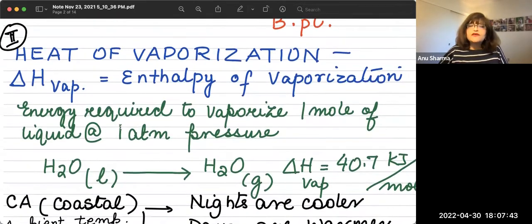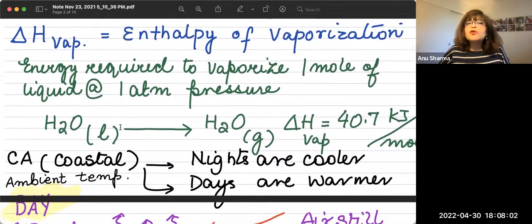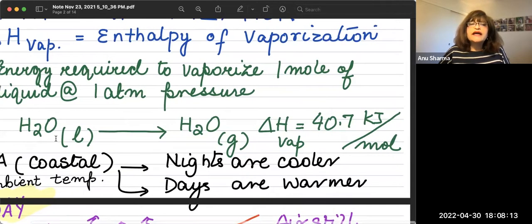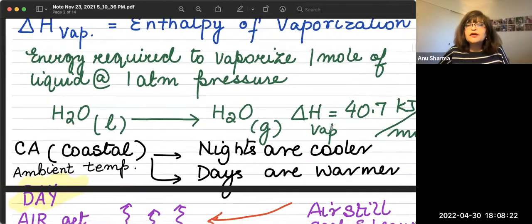Now let's look at the heat of vaporization. What is the heat of vaporization? Every substance has a very specific capacity to absorb heat. So it is the energy required. The heat of vaporization, also called the enthalpy of vaporization, is represented as delta H vap. It is the energy required to vaporize 1 mole of liquid at 1 atmospheric pressure. For 1 mole of water, which is basically 18 grams of water, the amount of heat required to convert it from the liquid state to a gaseous state is 40.7 kilojoules per mole. That is the enthalpy of vaporization.